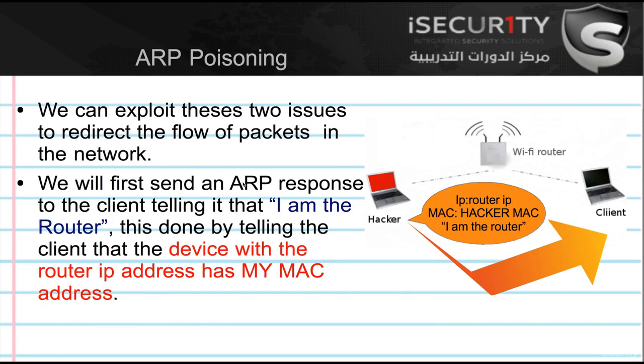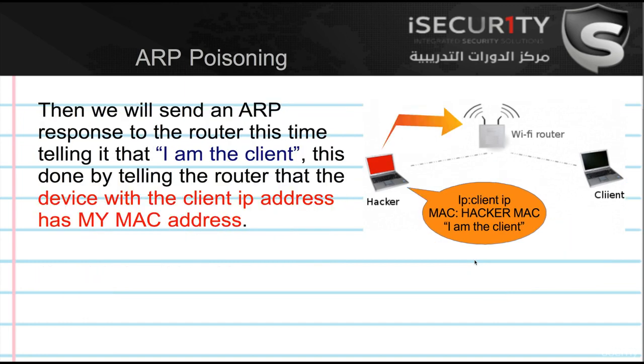So what the hacker does is he sends a response to the client, telling them that they are the router. So the client will accept that, it will trust it, and it's going to accept the response even though it didn't send a request. Then we'll send another response to the router, telling them that we are the client. So what this is going to do, it's going to modify the entries in the ARP tables in both the router and the client.